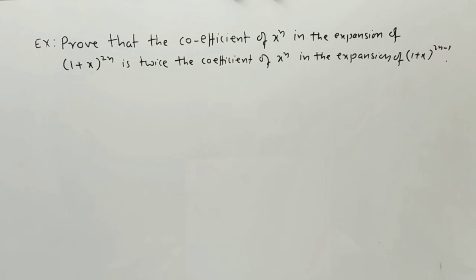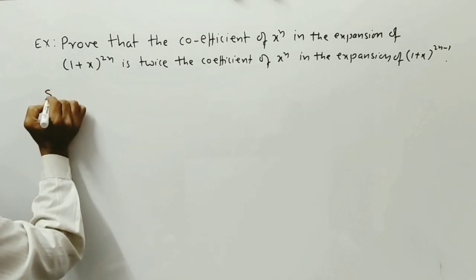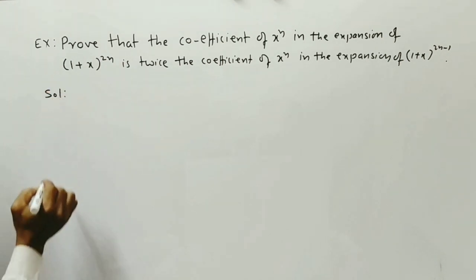Example: prove that the coefficient of x raised to the power n in the expansion of (1 plus x) whole raised to the power 2n is twice the coefficient of x raised to the power n in the expansion of (1 plus x) whole raised to the power 2n minus 1. Solution.